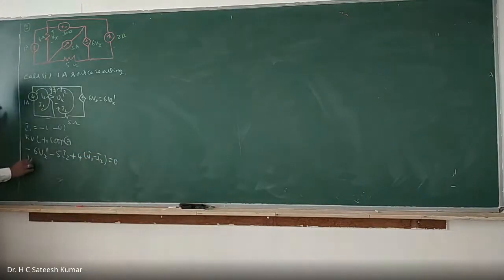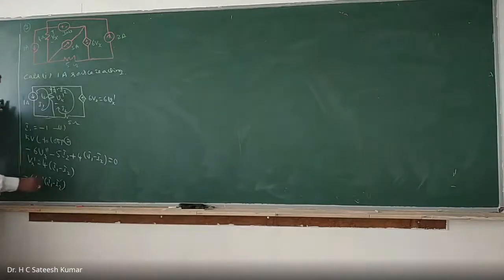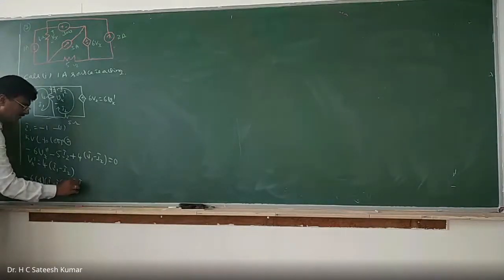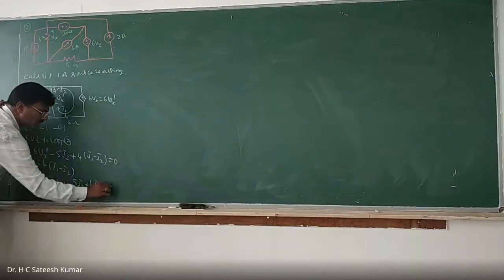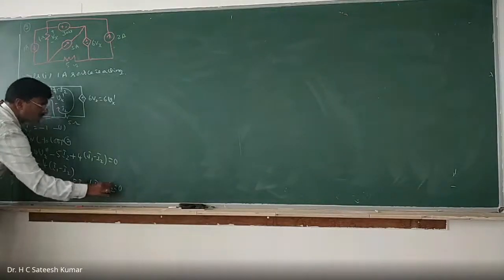But what is Vx dash? Vx dash is this one. And current is going from higher potential to lower potential, that is the right direction. Therefore, the voltage is 4 into I1 minus I2. Substitute in this equation: minus 6 into 4 into I1 minus I2, minus 5 I2, plus 4 I1 minus 4 I2 is equal to 0.